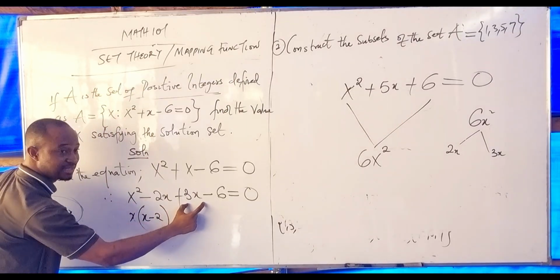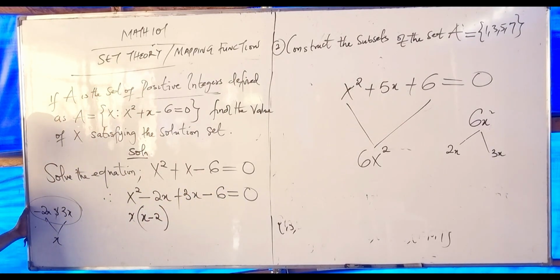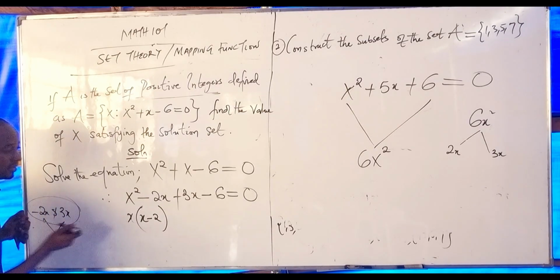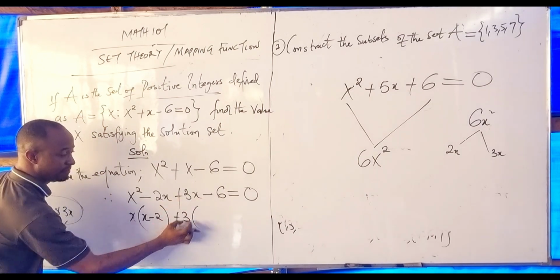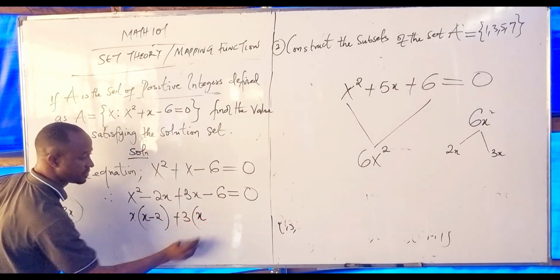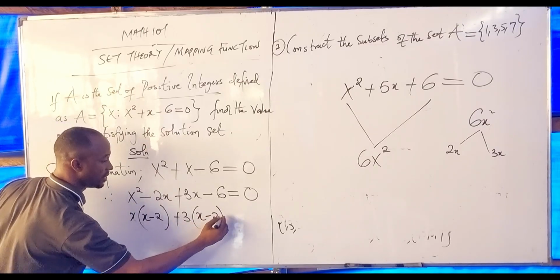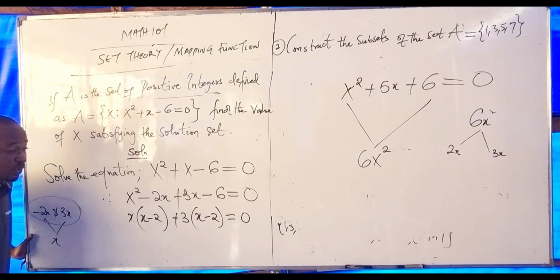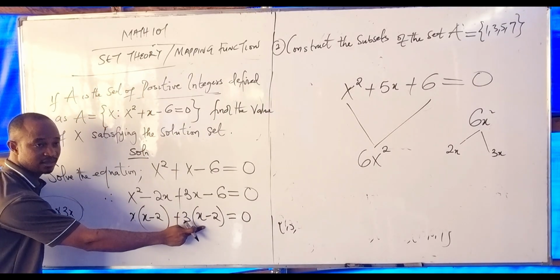Between 3x and minus 6, what's common? Plus 3, right? Okay, let's take plus 3. Divide 3x by 3, what do you have? x. Divide minus 6 by 3, what do you have? Minus 2. All equals to what? 0. The gist here is that anything you have in this bracket must appear where? In the second bracket. This makes the work easy.